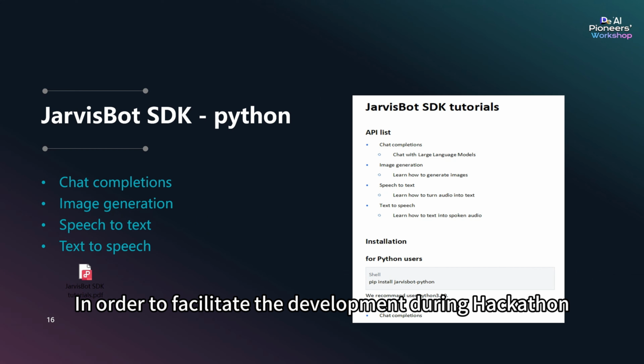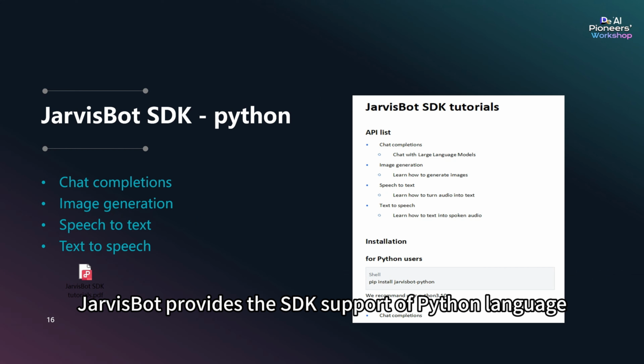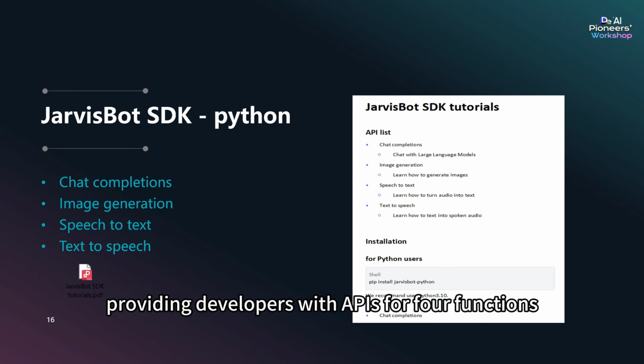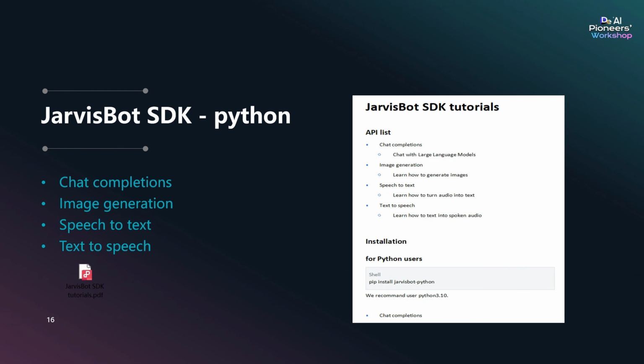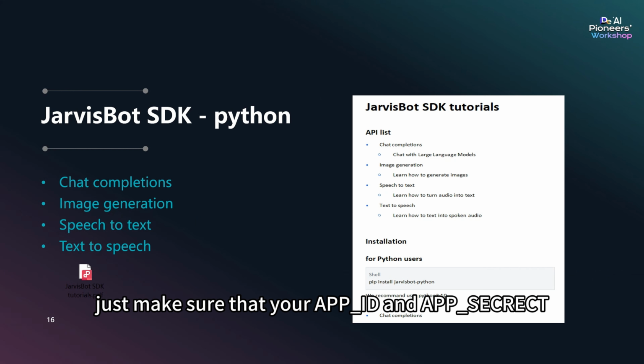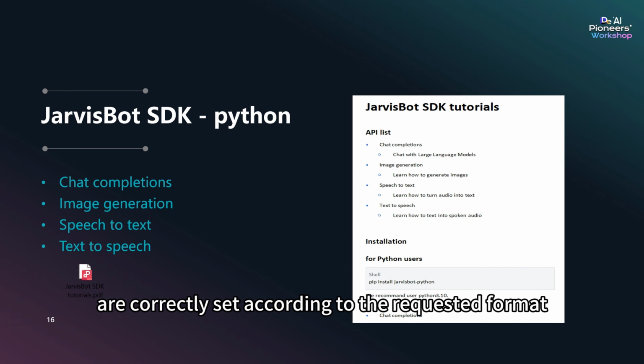In order to facilitate the development during the hackathon, JavaSpot provides the SDK support of Python language, which is encapsulated based on the EMC Hub native API requests, providing developers with APIs for 4 functions: chat completion, image generation, speech-to-text, and text-to-speech. Developers do not have to be concerned about the credits. Just make sure that your app ID and app secret are correctly set according to the requested format.